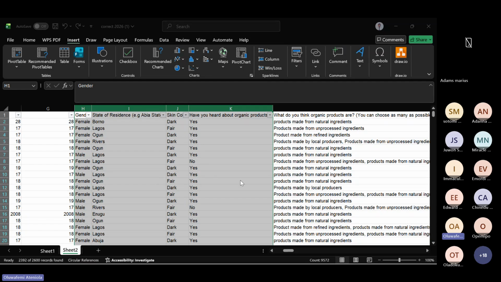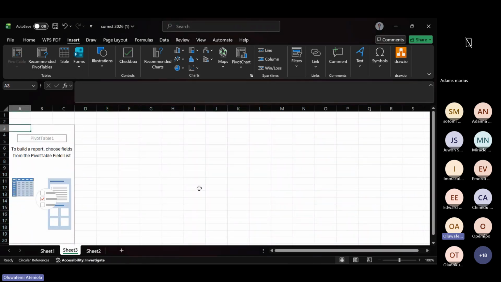Like I said, everything is dependent on how well we want to go about this. So we are going to click on OK, which is going to launch a new sheet for us. I believe you can see the new sheet I have here.